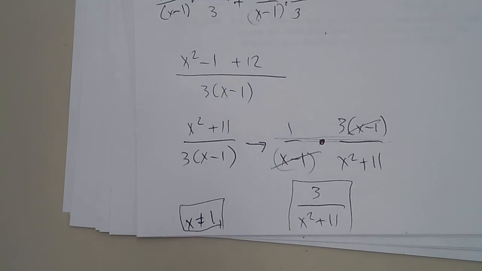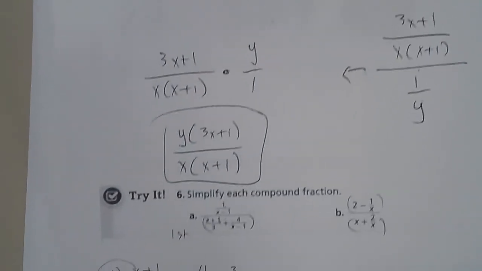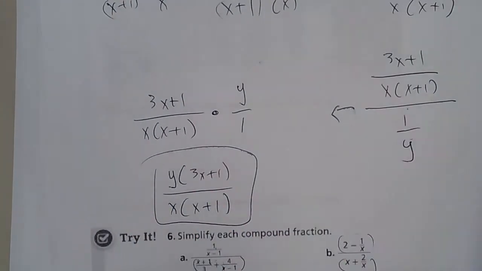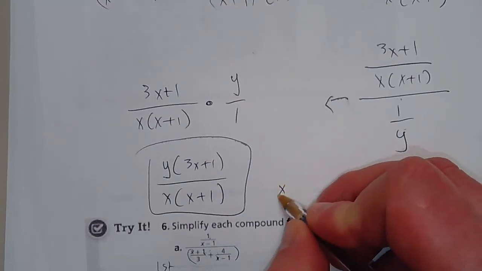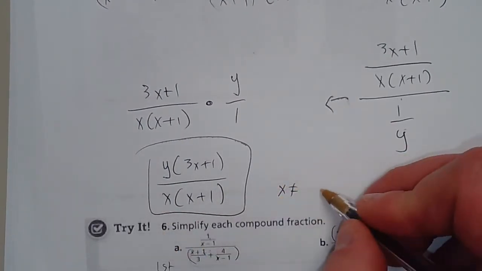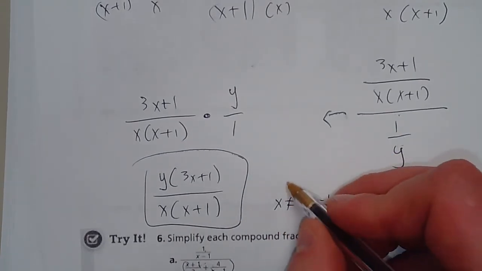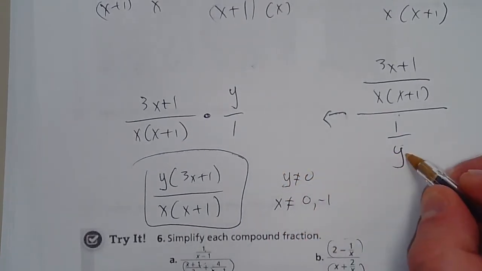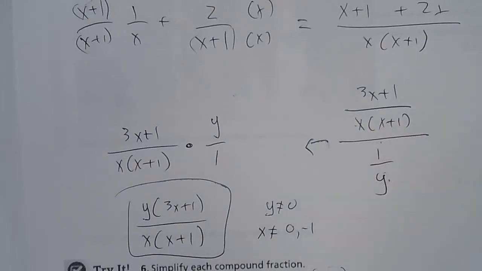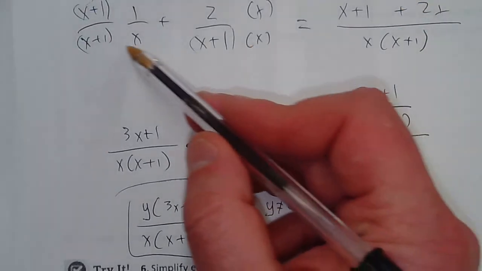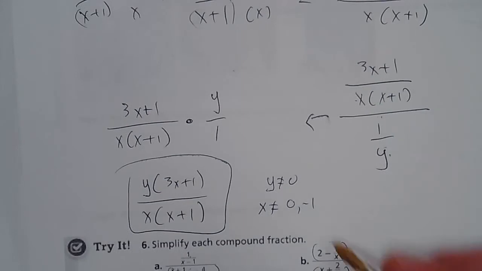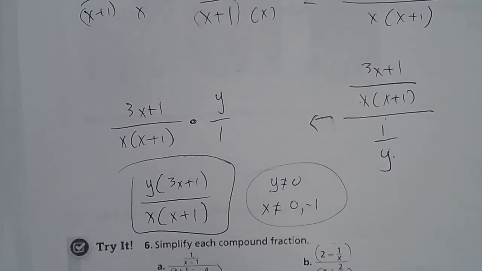Back to the previous problem, just real quick. In this one, our restrictions, if you remember, nothing canceled in this problem. So in this case, x just couldn't be 0 or negative 1. And then if we look through it, y can't be 0 also because it was in a denominator at one point. Same things there. Just checking through. Yeah, nothing else is ever in a denominator. So those would be our restrictions there.